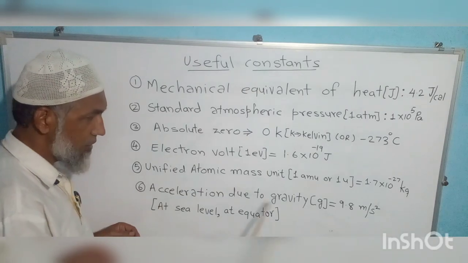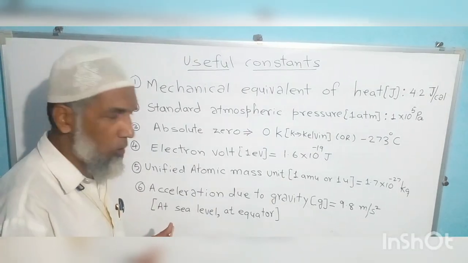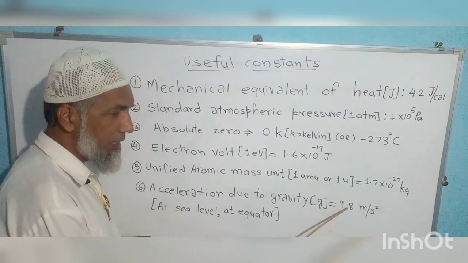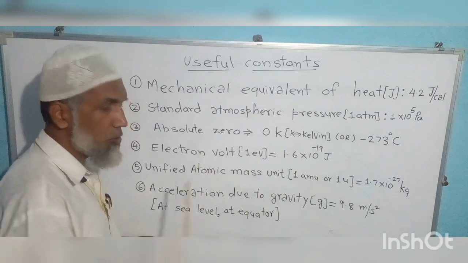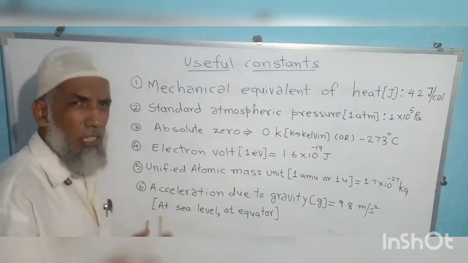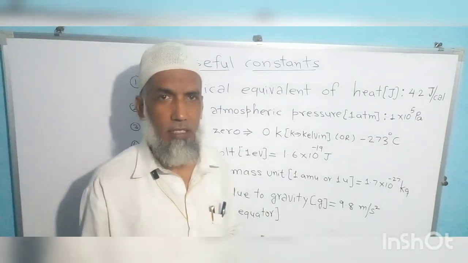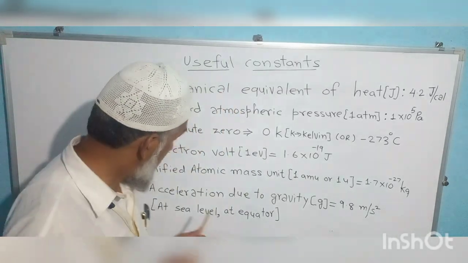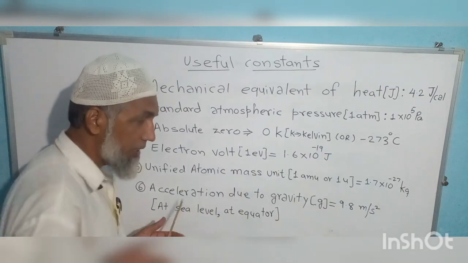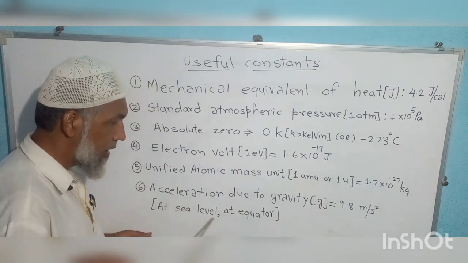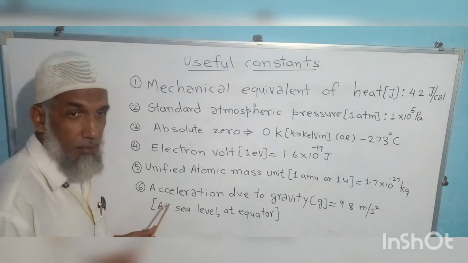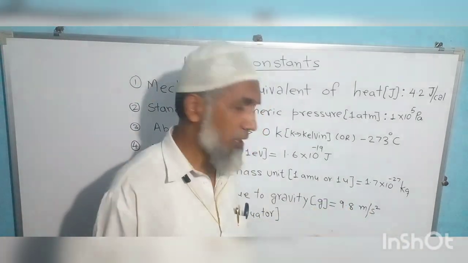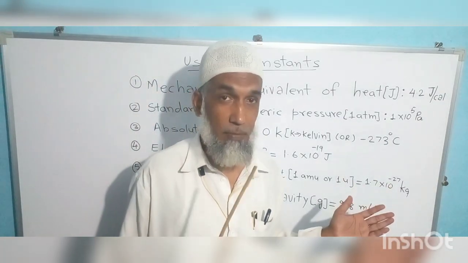Lastly, the acceleration due to gravity, small g, is very common, and its value taken is 9.8 meter per second square. Note the value of g varies from place to place. It depends on the altitude also. This exact value 9.8 is taken at sea level or at the equator of the earth. At other places also its value is very near to 9.8, not much difference.